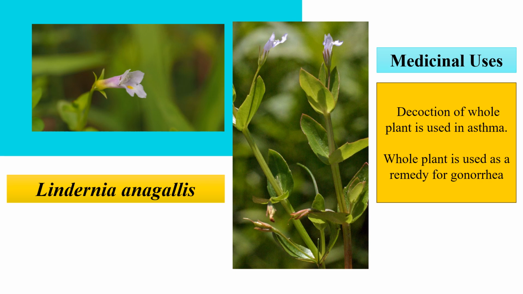Lindernia anagallis. Lindernia anagallis is an annual plant with a fibrous rootstock. The stems are sometimes creeping and often branched, forming roots at the nodes. This species is widely distributed and commonly found along streams, in rice fields, and in wet places. Medicinally, a decoction of the whole plant is used in treating asthma, and the whole plant is also used as a remedy for gonorrhea.